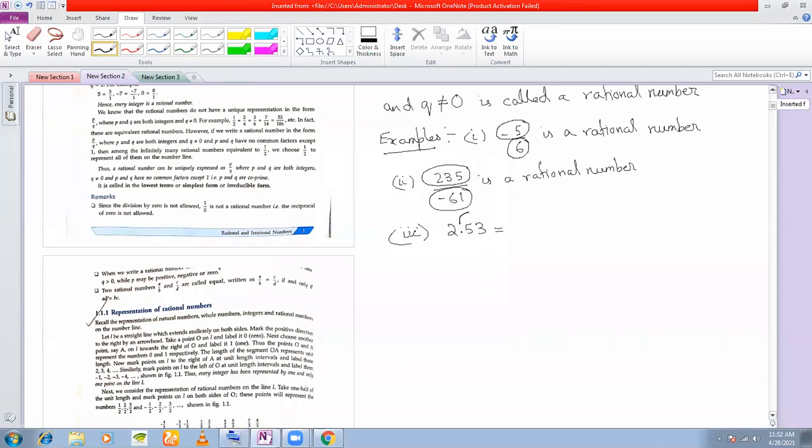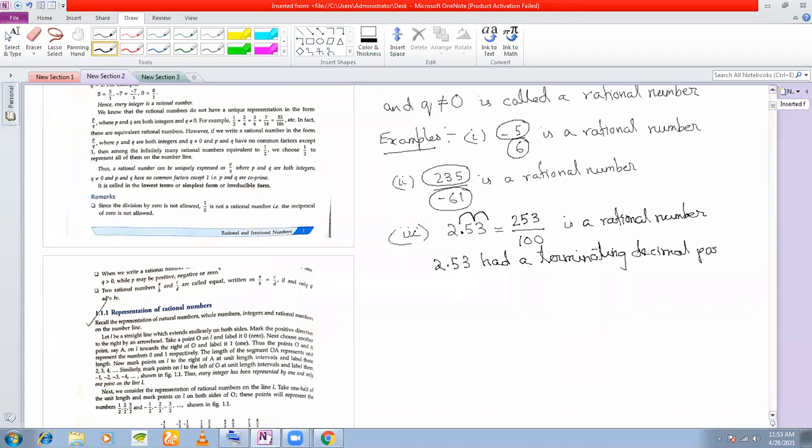Exactly. If you shift this decimal towards the right side twice, you can write 2.53 as 253 by 100. You put two zeros in the denominator, so you get 253 by 100, which is a fraction. Therefore, this is a rational number. Okay. So what do you see in this example? What you see is that 2.53 had a terminating decimal part. Very important term: terminating decimal part.